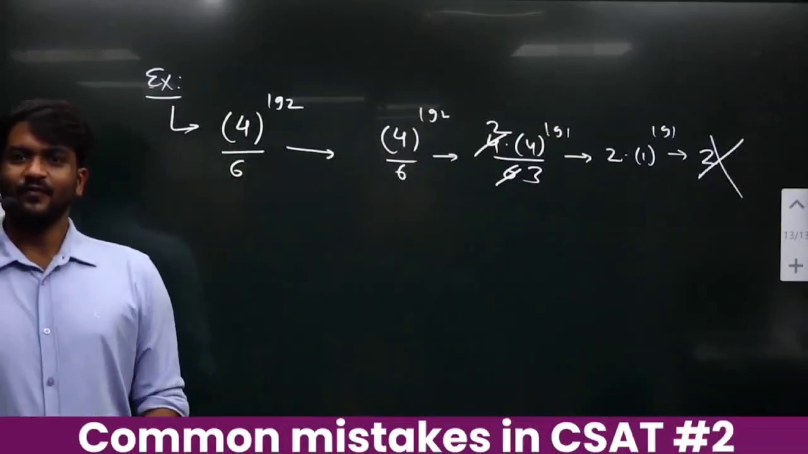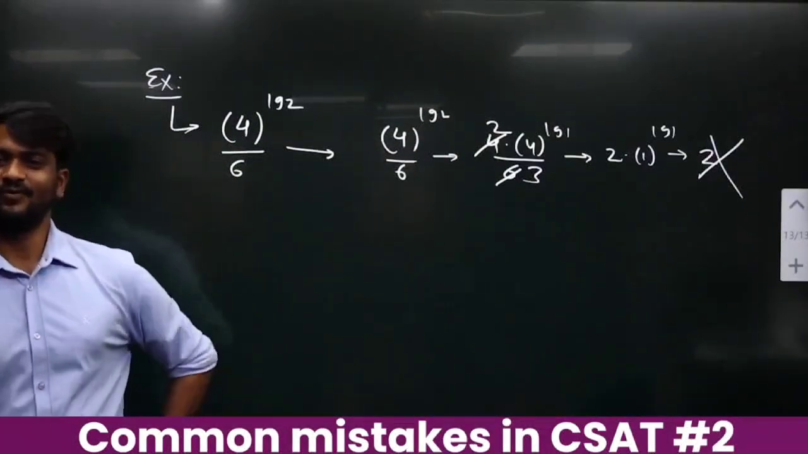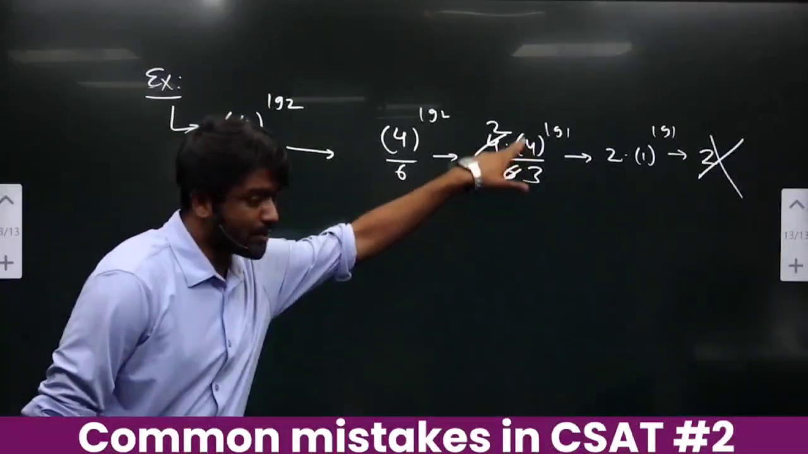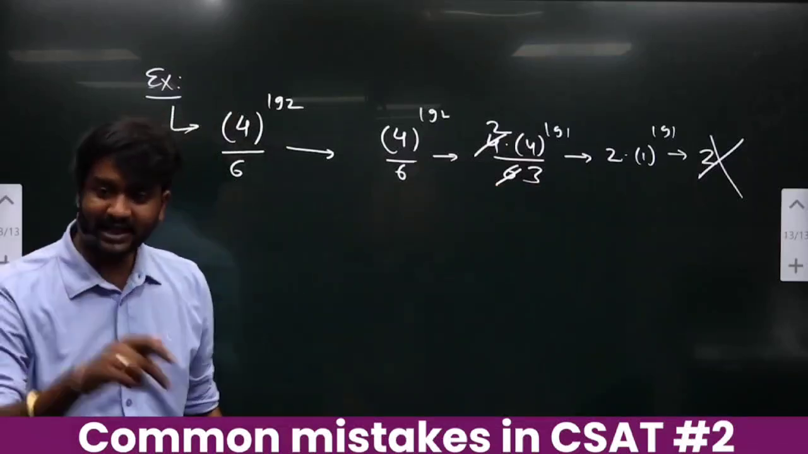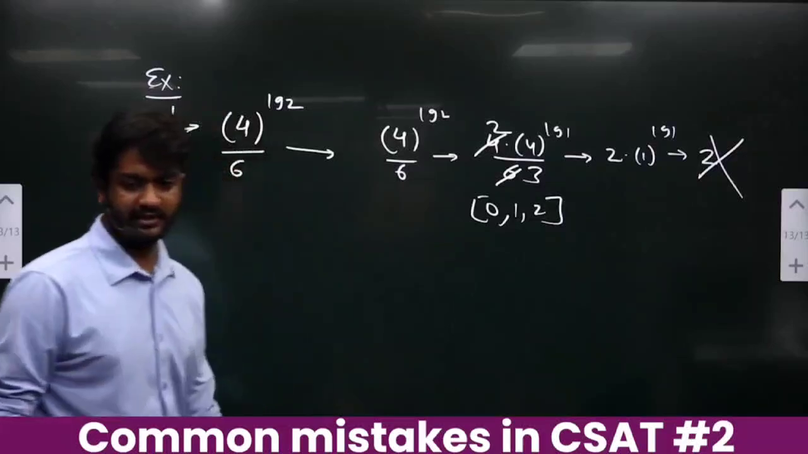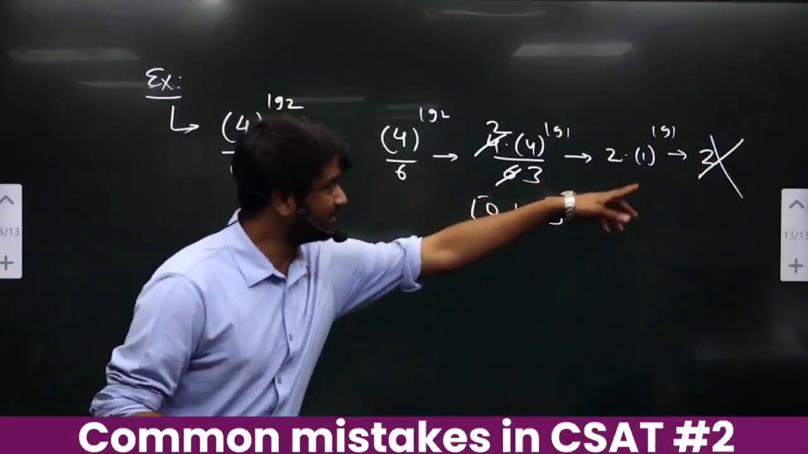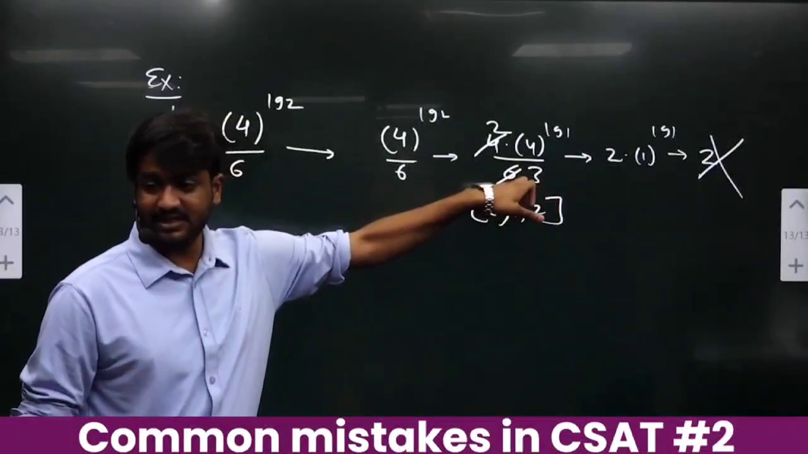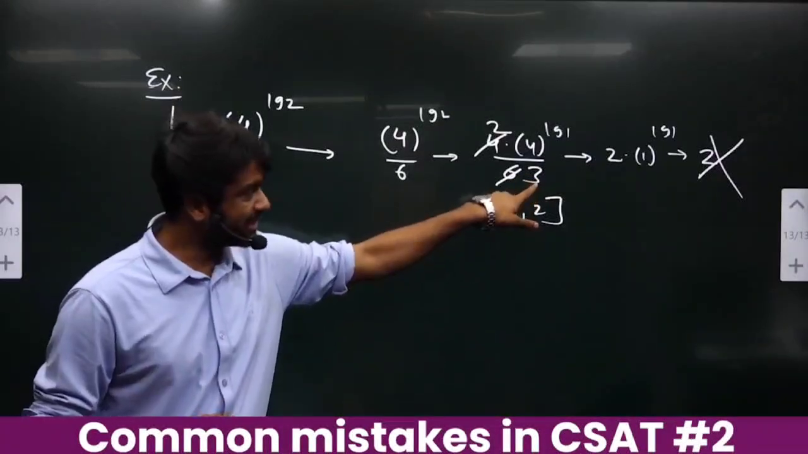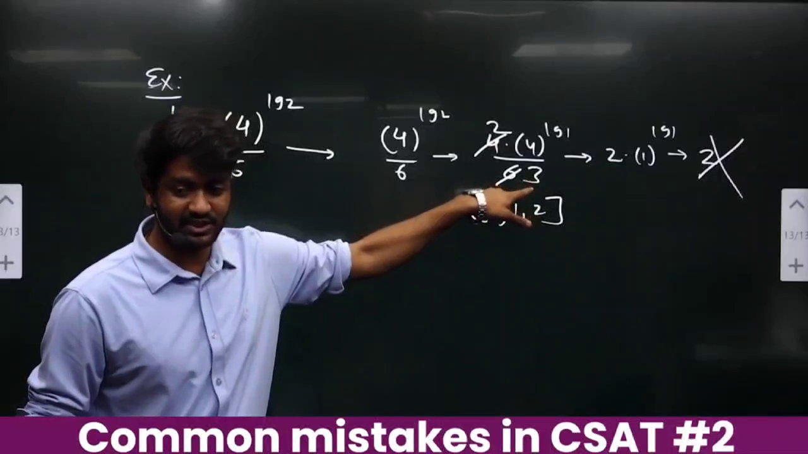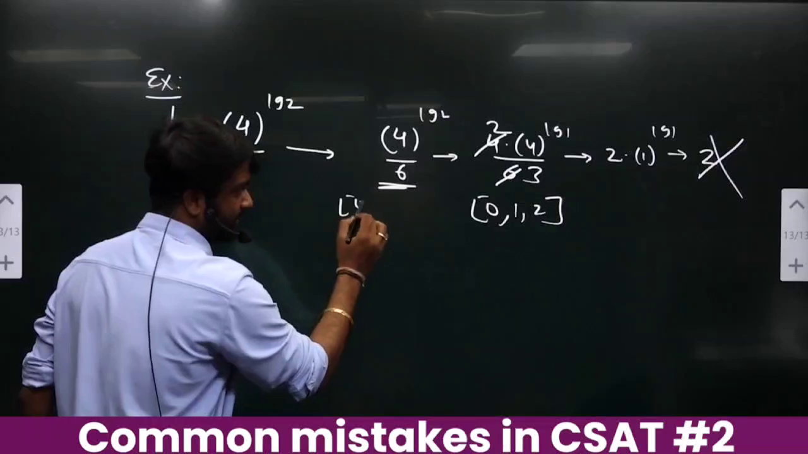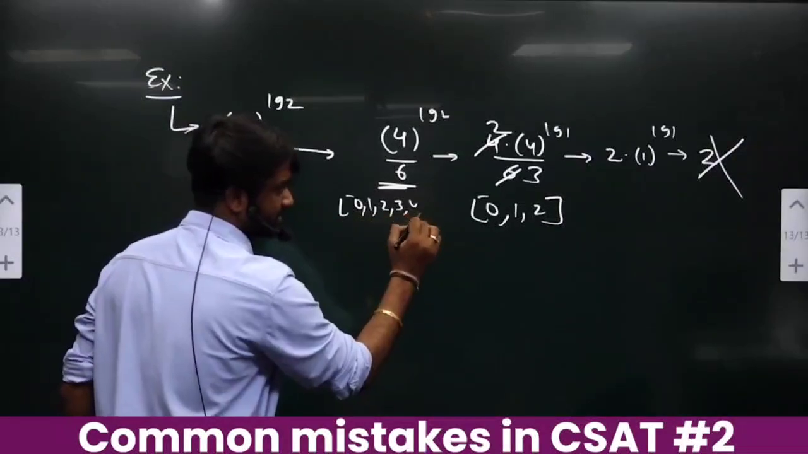4 is fine, but how? What is the error which you are doing? When you are cancelling the common factors, you are limiting the remainder from 0 to 3, because then the remainder will come as per this divisor, which is 3. But the remainder for 6 can fall between 0 to 6.